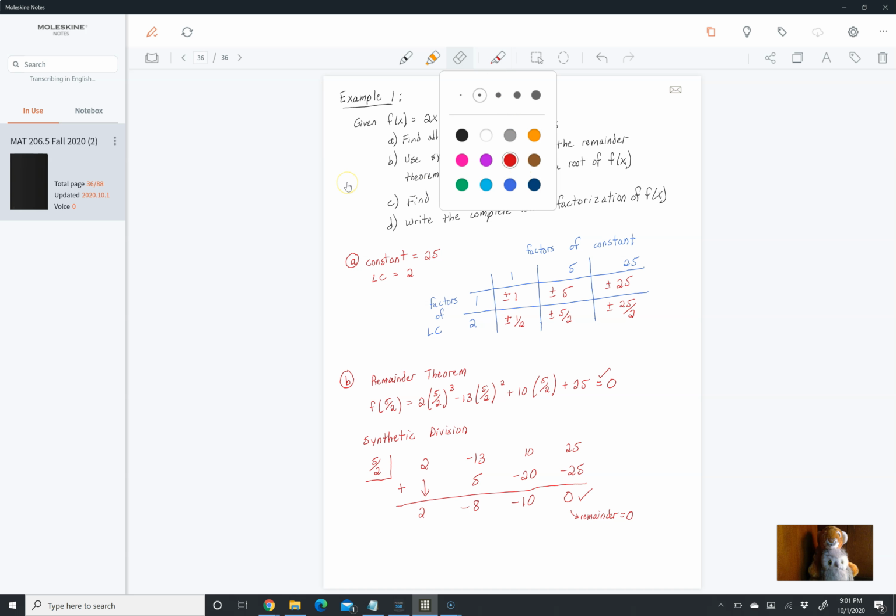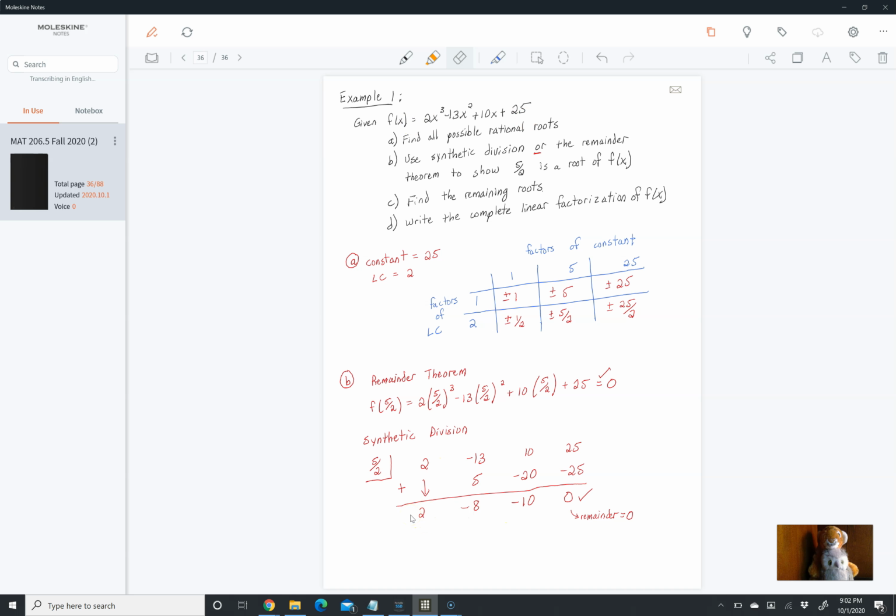And then here's why the synthetic division is useful. Because in order to find the remaining zeros, now we have a smaller polynomial. Because if it's a factor of this polynomial, then it's also going to be a factor of this one.